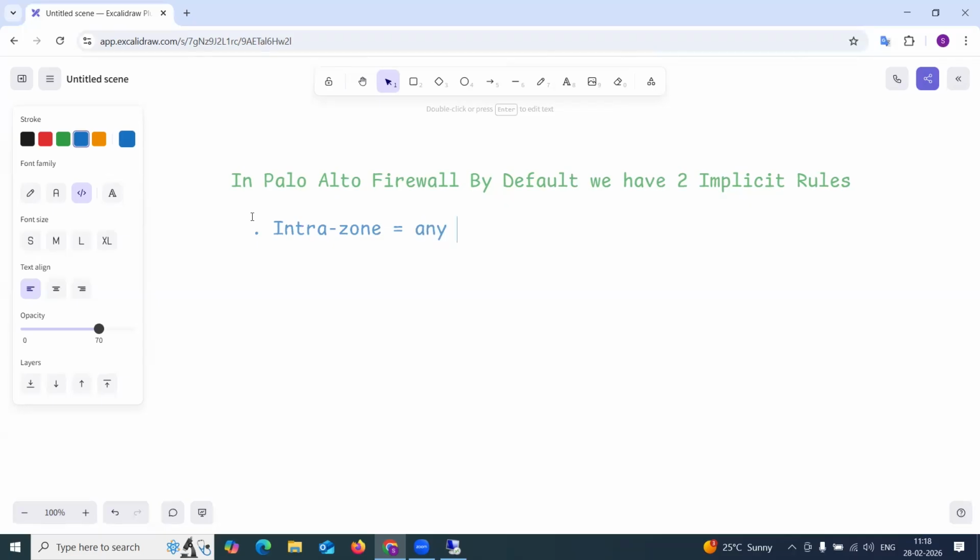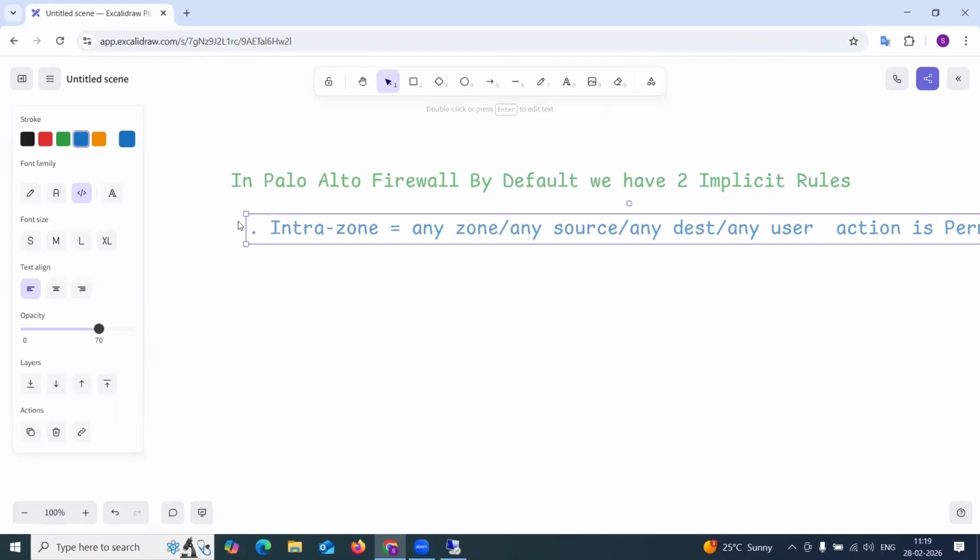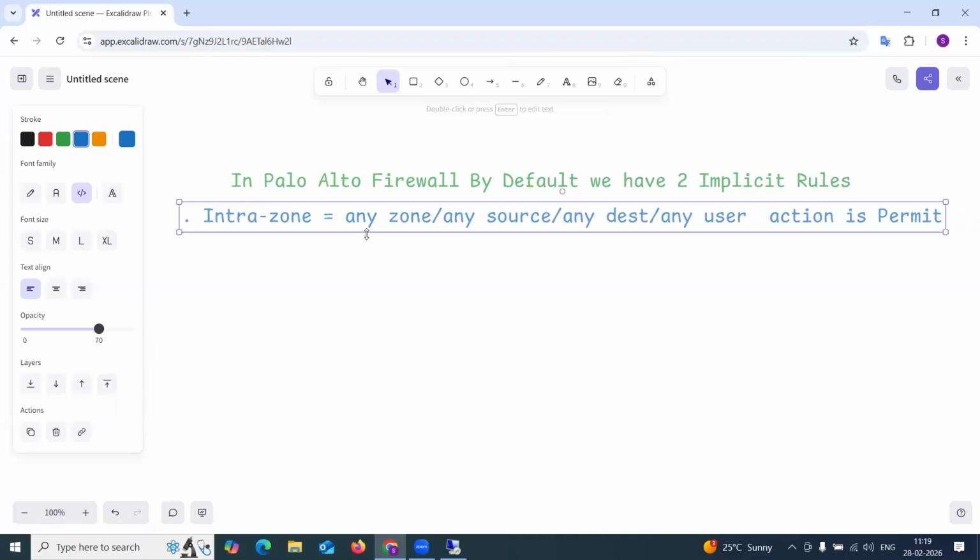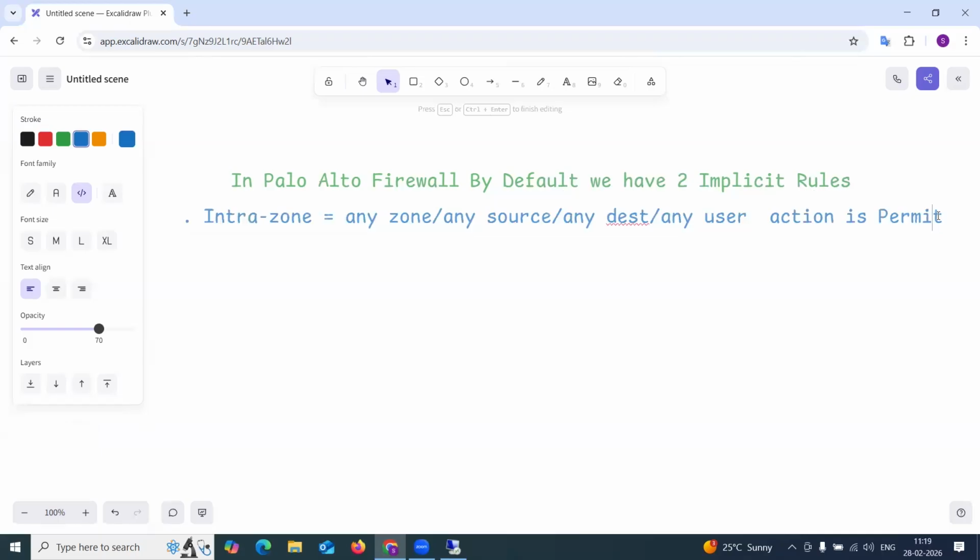any source zone, any destination zone, any source, any destination, any user, and the action is permit. You understood? No matter what source IP or destination IP, what source zone or destination zone, everything will be any, and at last the action is permit. Source means source IP and source port, destination means destination IP and destination port.